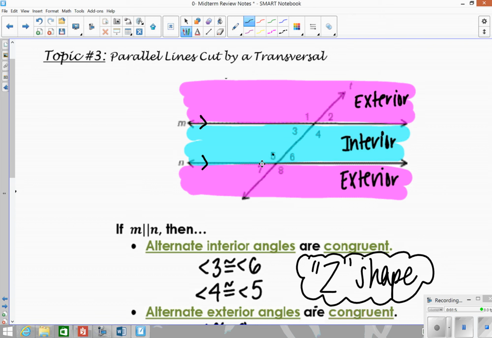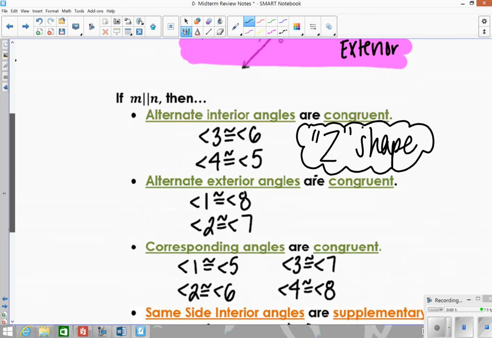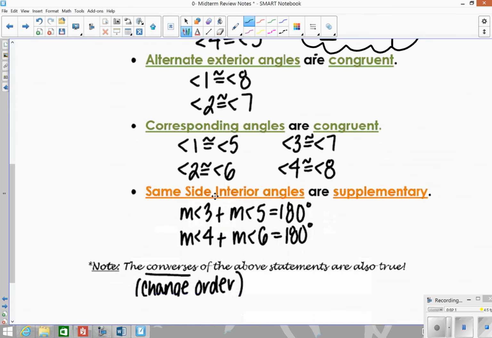We also have down at the bottom supplementary same side interior angles. So 3 and 5 are same side interior, 4 and 6 are same side interior. Those are supplementary only if the lines are parallel. Same side exterior angles, so 2 and 8, 1 and 7, those would also be supplementary. So that's kind of the unique one, the same side. So anytime it's same side, think supplementary. So same side interior, same side exterior are both supplementary.